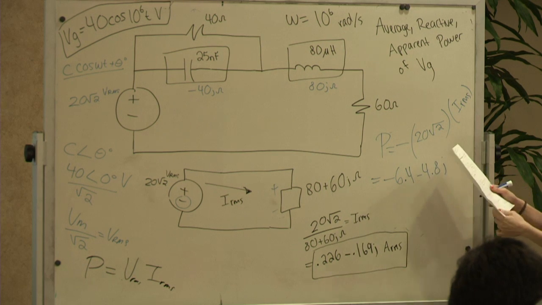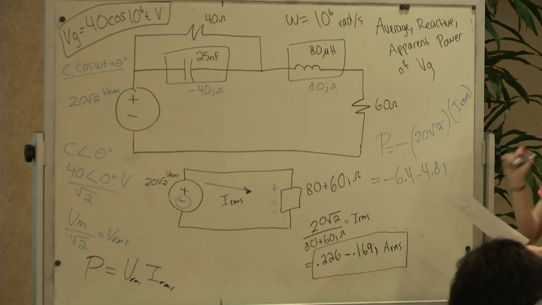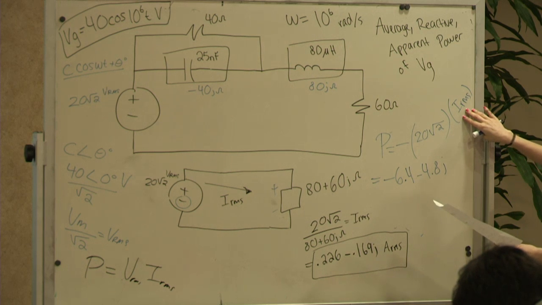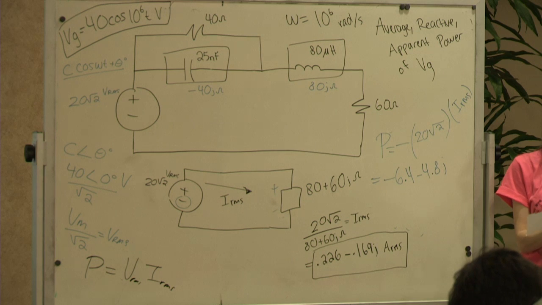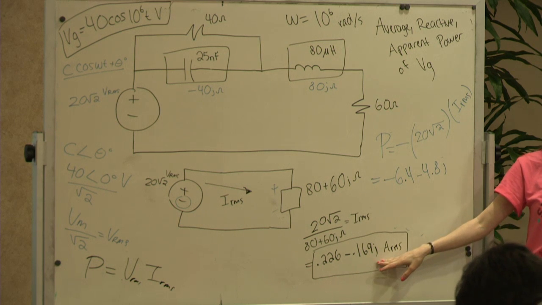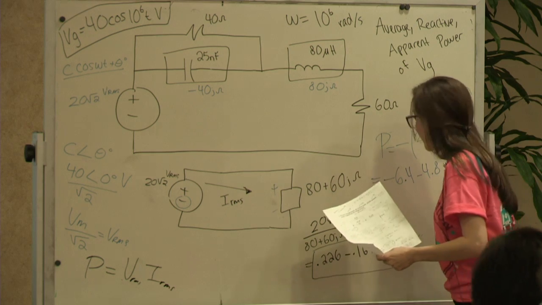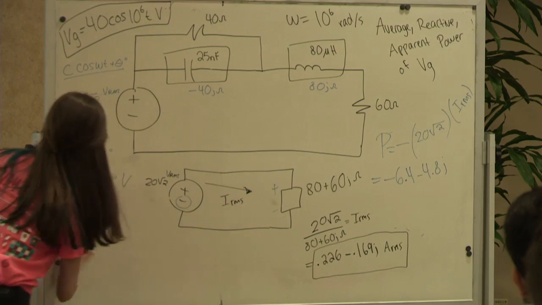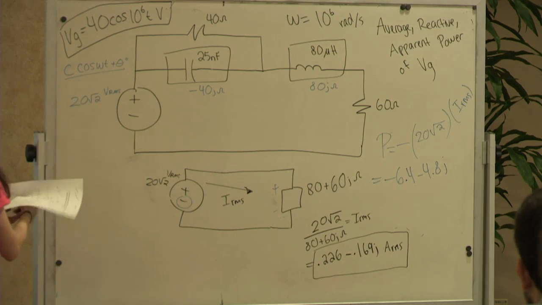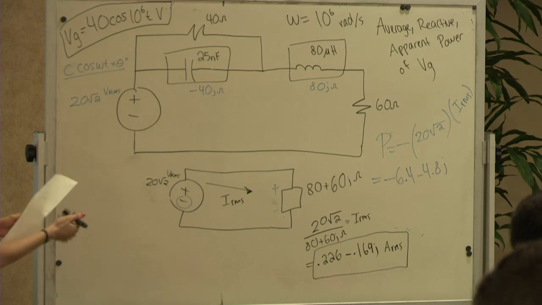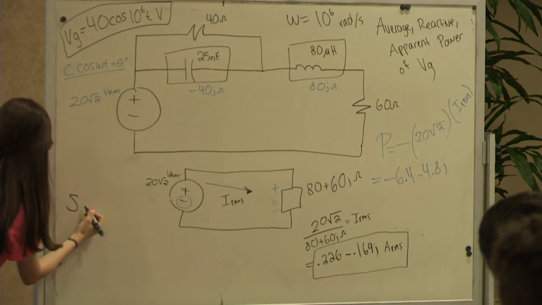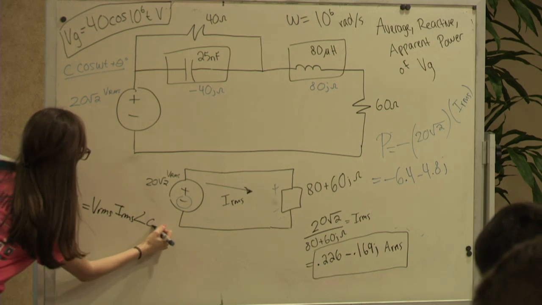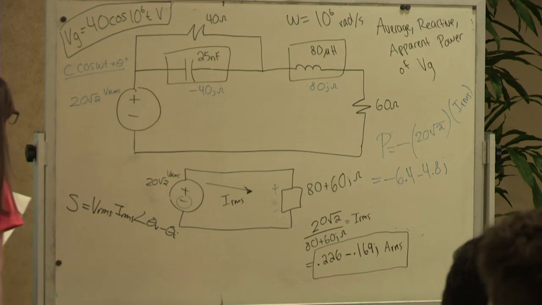Now, actually, let me note something real quick. This IRMS, you want to do the conjugate of it when you're multiplying it. Did you guys go over that, where you have to do the conjugate of I? No? Okay. So I'm going to erase those. There are several equations. Basically S, which is your apparent power, equals VRMS IRMS angle theta V minus theta I. There are a bunch of ways to represent this, but this is one of them.